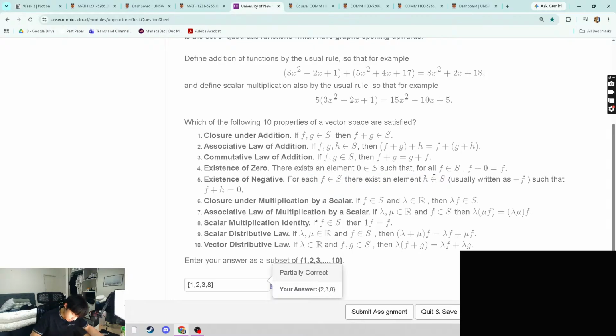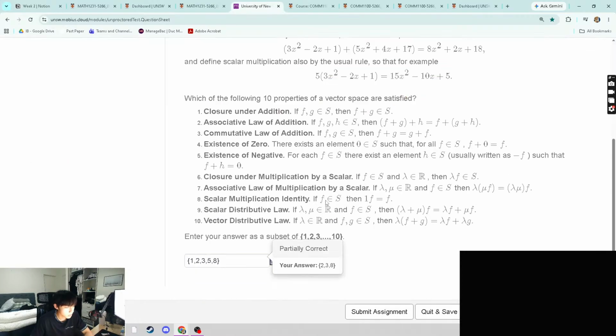Okay, 4 doesn't work, but 5, there does exist a negative, but the 0 vectors wouldn't be in S. So I'm assuming 5 still works. 6 doesn't work. I think that's it.